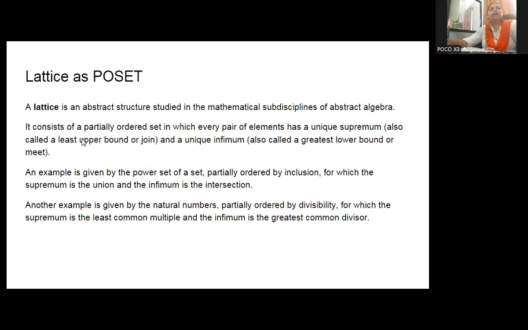So a lattice is a partially ordered set in which every pair of elements consists of a least upper bound and a greatest lower bound, or a join and a meet: the join of elements and the meet of elements. That is the lattice. As an example, it is given by the power set of a set partially ordered by inclusion, for which the supremum is the union and the infimum is the intersection.